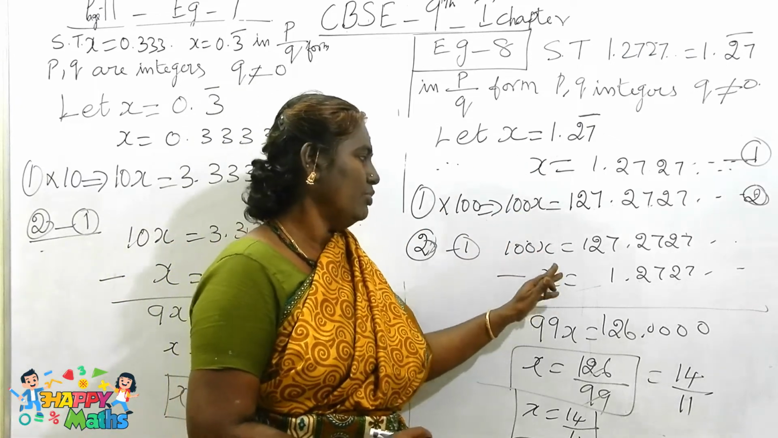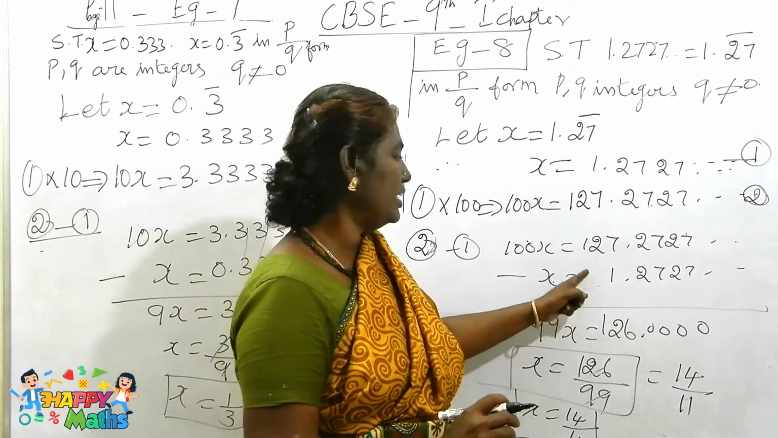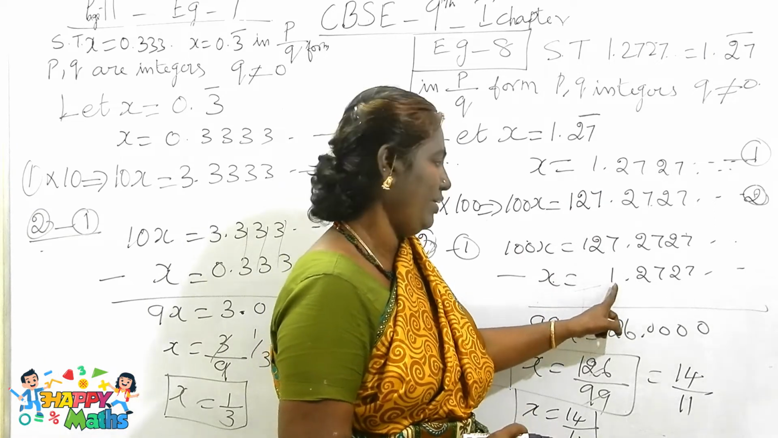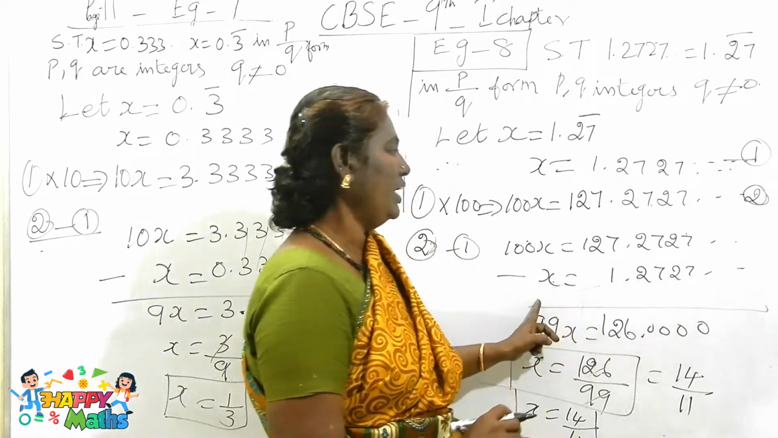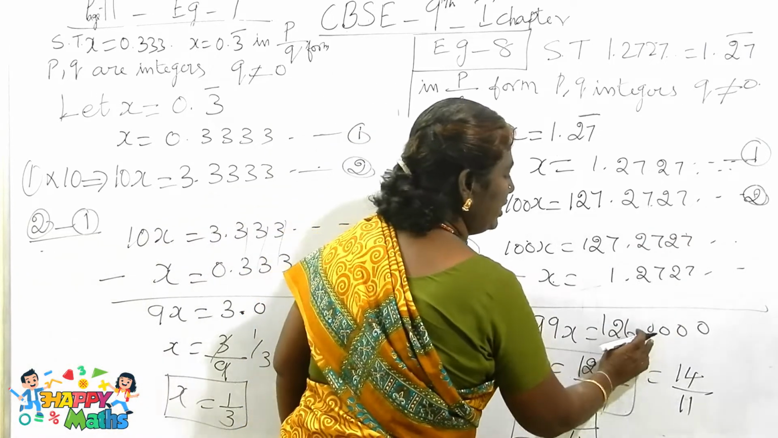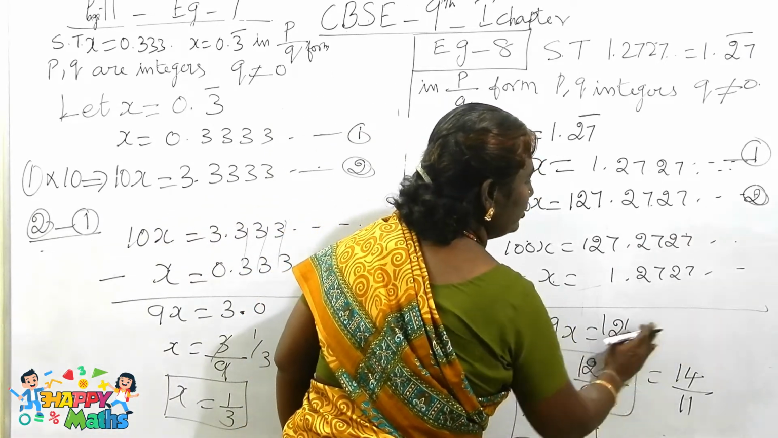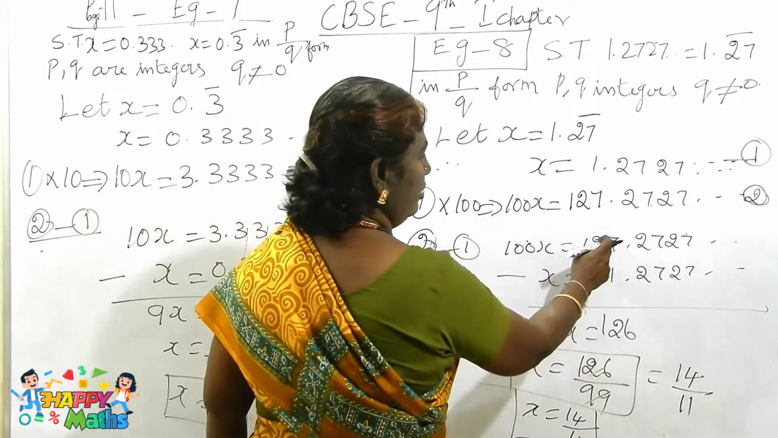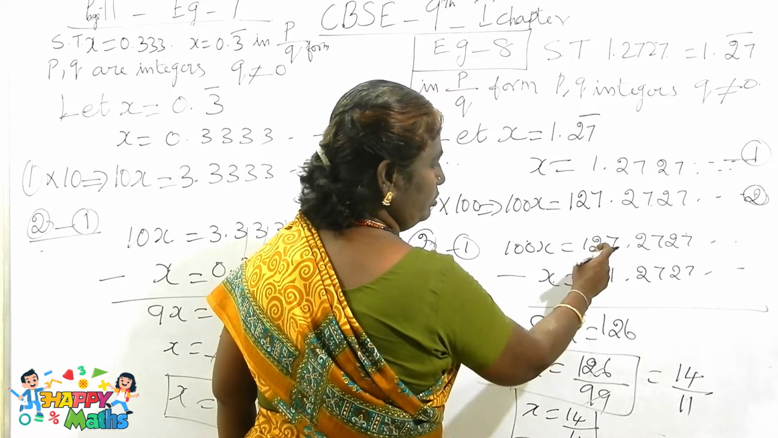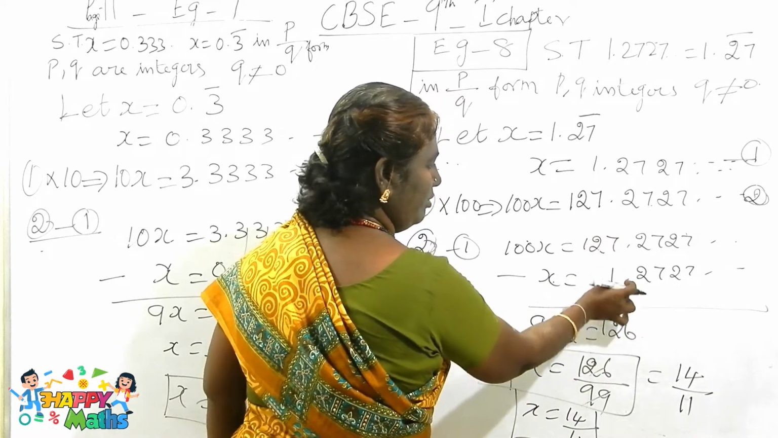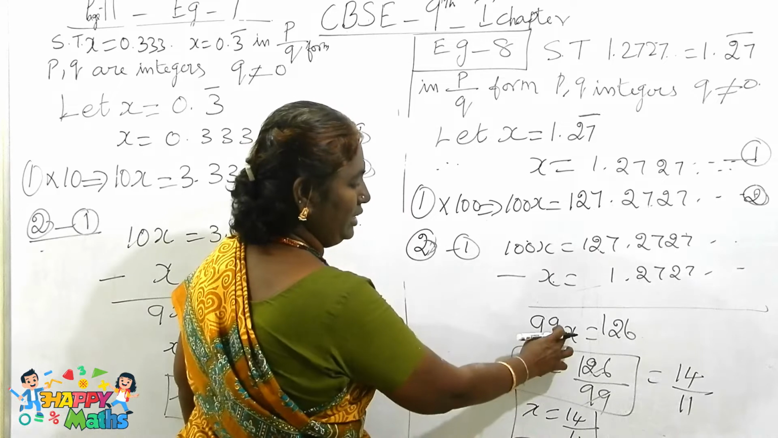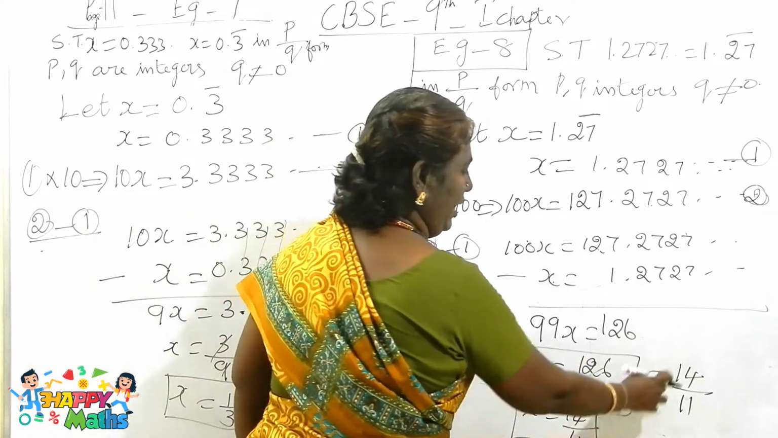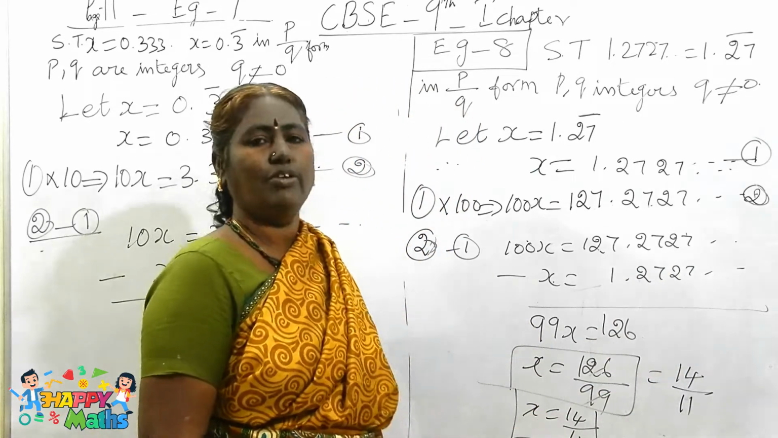100x minus x. When I do that, I must write the decimal point properly. See, it is 1.27, so it has to come here straight away. So 1.2727. When I subtract, the 2727, everything will get cancelled. So these will all become only 0, so I need not write them. Now 7 minus 1 is 6. 2 straight away, 1. So 127 minus 1 is 126 only. So x is equal to 126 divided by 9. When I cancel by the 9th table, I am getting 14 by 11. So x is equal to 14 by 11.